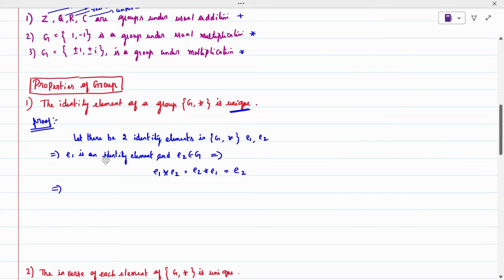Same way, if E2 is an identity element, you remember the identity property, the third property? That way only I am writing. There we used A star E, but here we are writing in terms of E itself. E belongs to G. Then how can I write? E1 star E2 equals E2 star E1, which is nothing but E1. So from 1 and 2, check it.